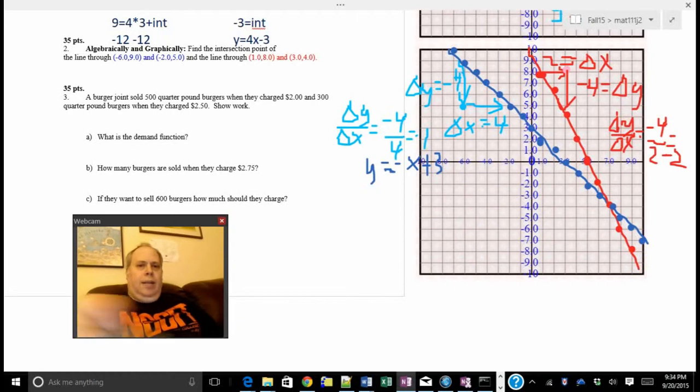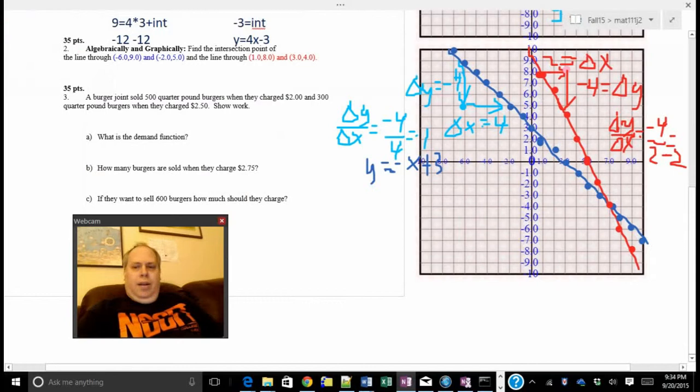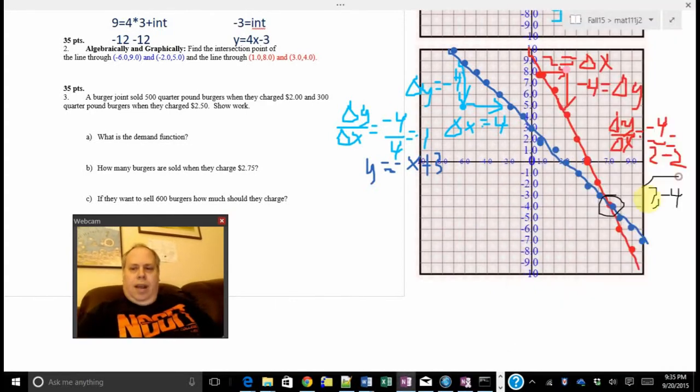And I'll switch colors now to black. Right over here is the intersection, and it's very important to get the x and the y's for these intersection problems: 7, -4. That is the answer.